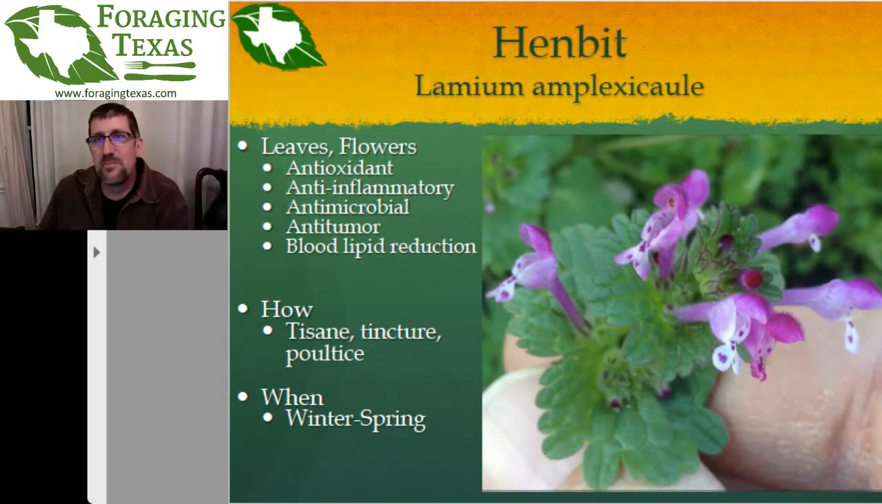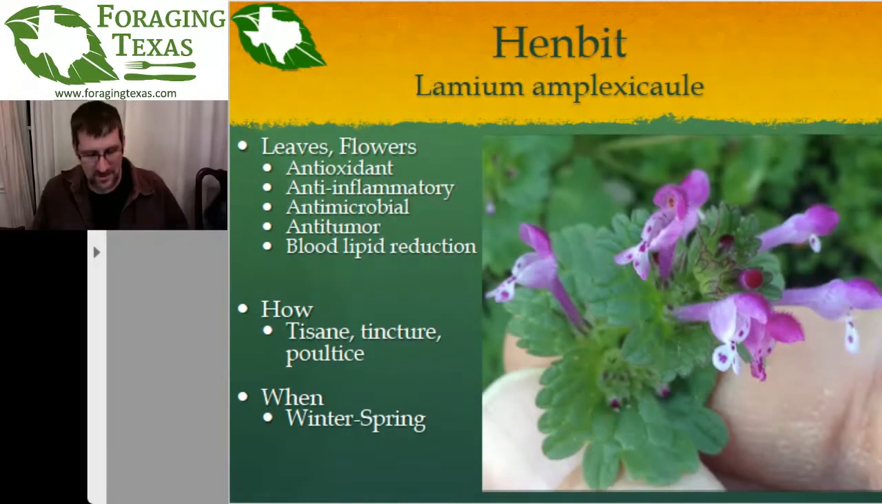All right, so back to henbit. Well, okay, we covered henbit. Good stuff, very common. You can dry it, use it later. You can use it fresh in salads or smoothies. You can poultice it. You can soak it in alcohol and make a tincture. Really, really good plant.